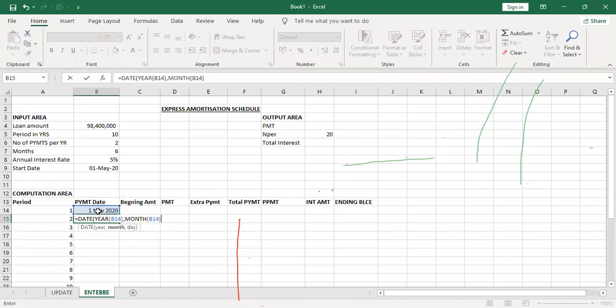Remember, you're paying even after 6 months. So if you get the payment date for period one and you add on 6 months, then we shall get the payment date for period two. Plus, click on six.